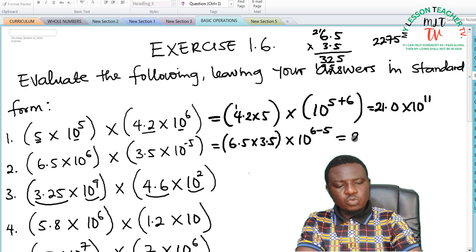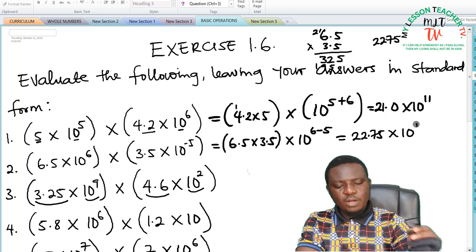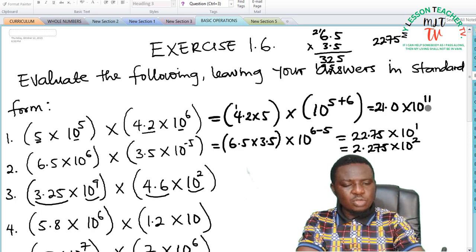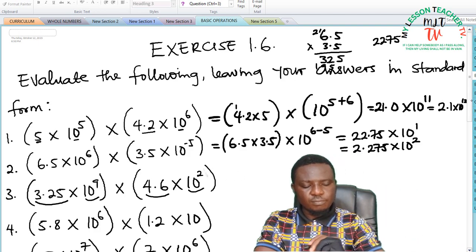Now we have two places of decimal, so it becomes 22.75. So this is 22.75 times 10 raised to the power of 6 minus 5, which is 1. But you can simplify this, expressing this in standard form, to be 2.275 times 10 raised to the power of 2, because you have moved the decimal point one place to the left, so the power is going to increase. This is going to be equal to 2.1 times 10 raised to the power of 12.